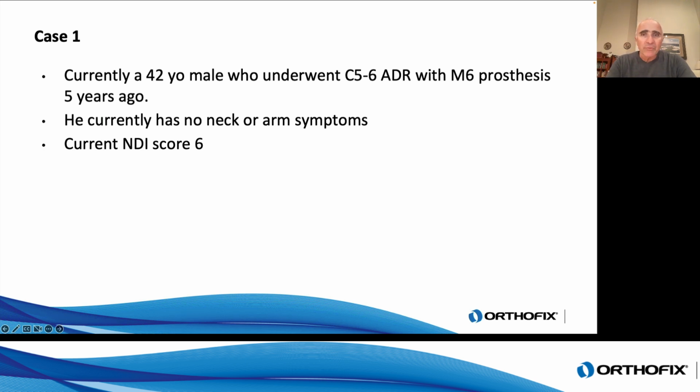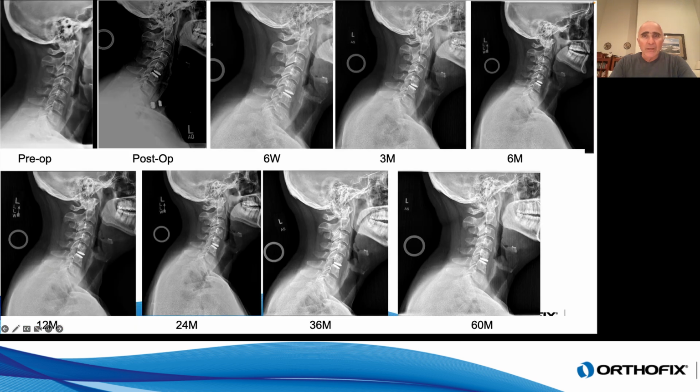So in our first case, we have a 42-year-old male who underwent cervical disc replacement at the C5-6 level with M6 prosthesis approximately 5 years ago. He currently has no neck or arm symptoms. His current NDI score is 6. Here are the serial radiographs starting with pre-op to immediate post-op to 6 weeks, 3 months, 6 months, 12 months, and then annually thereafter up until 60 months.